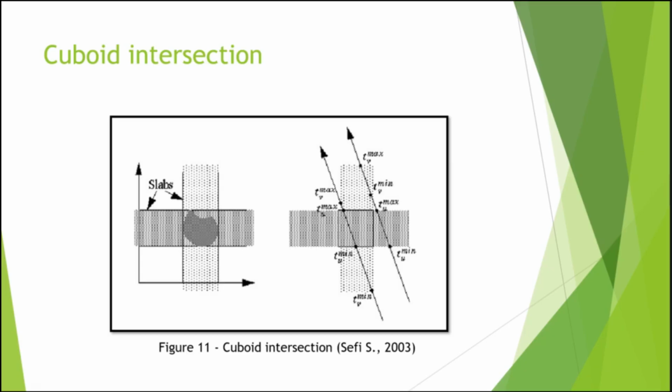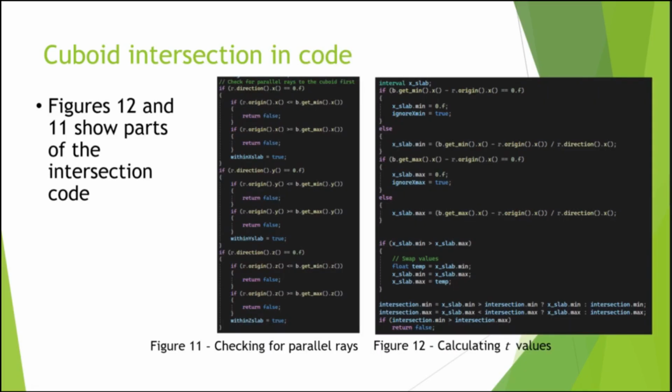In this one, we've got a min and a max, and then a min and a max. So this t max value is smaller than this t min value. So this missed the cuboid. That's not an intersection. This is what it looks like in code. It's a lot longer function. This is just the key parts of it.